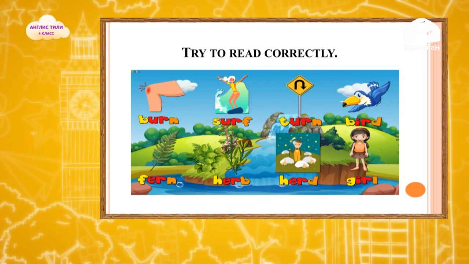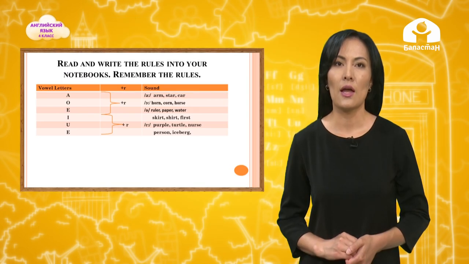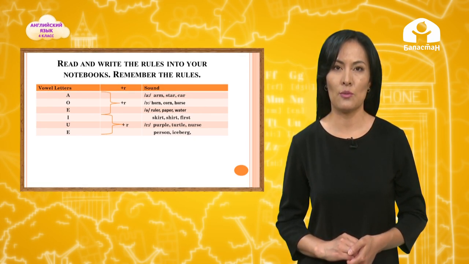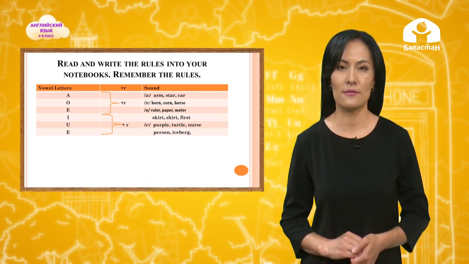Now try to read the words correctly. Now let's check and repeat. Burn, turn, surf, bird, fern, herb, herd, girl. You have here sound ER. Read and write the rules into your notebooks. Remember the rules.